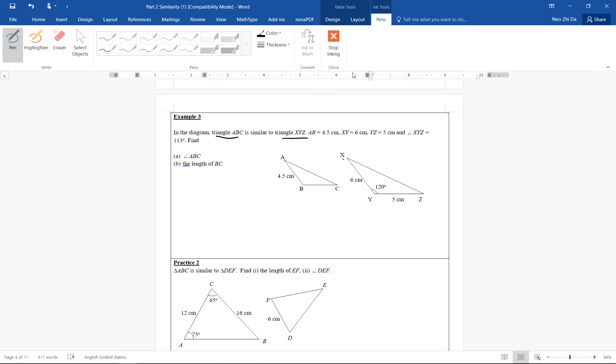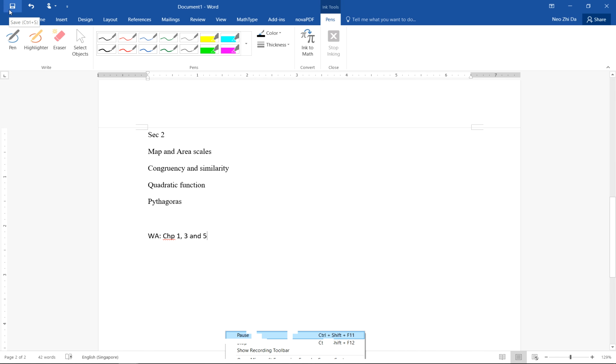Now, very importantly, I need to go through something with you. Something important for Sec 2. This will be the flow of the topic. We have completed maps and area scale. We are now at congruency and similarity, and you're supposed to do a similarity homework. After this, you move on to projective functions and lastly Pythagoras theorem.